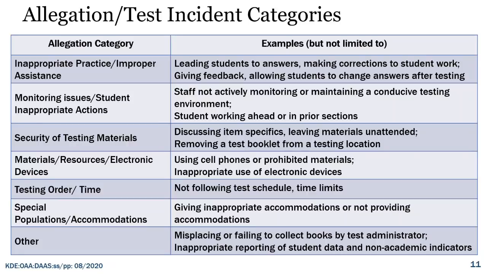And finally, we get to our other category. The other category is just what it says, it's other. So it can include such things as incidents or allegations that occurred but are not limited to the following actions, such as test fraud, test theft, test prep, inappropriate reporting of student data and non-academic indicators, training issues, test security breach, etc. So if it doesn't fall into one of the other categories, you would place it here in other when you go to file an allegation.